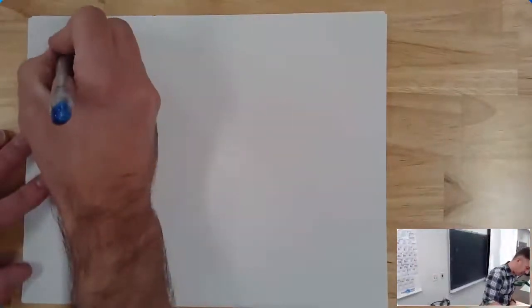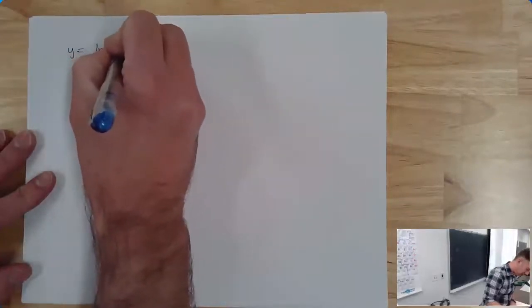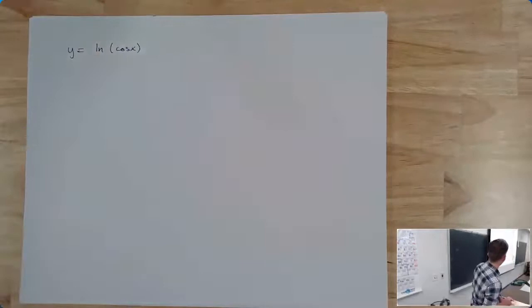All right, so let's start off with some derivatives of logarithms because I feel like that's the place we could probably use a little more practice. So let's say we had something like y equal to the natural log of cosine of x. We want to find the derivative.